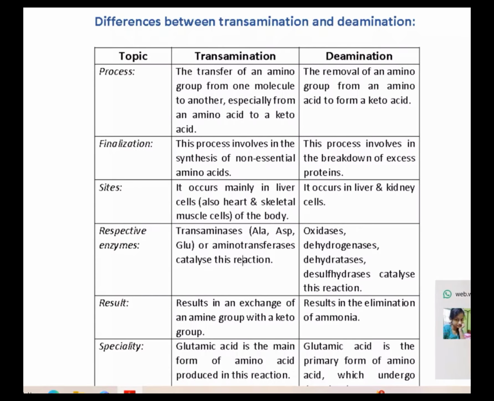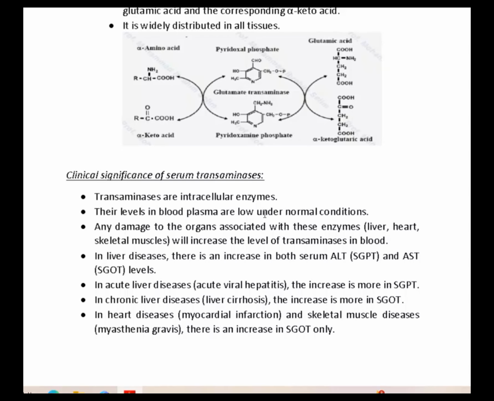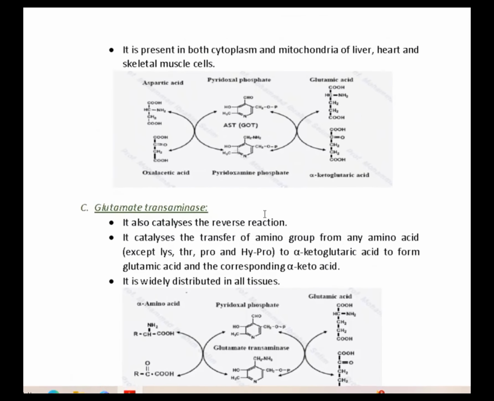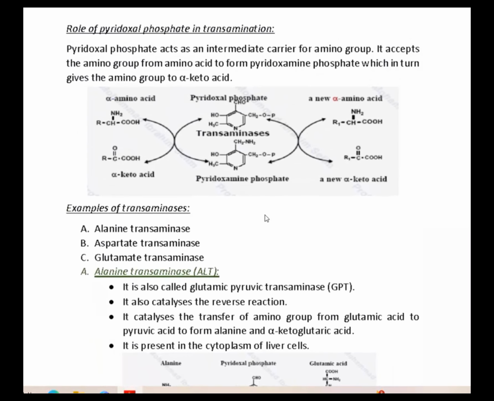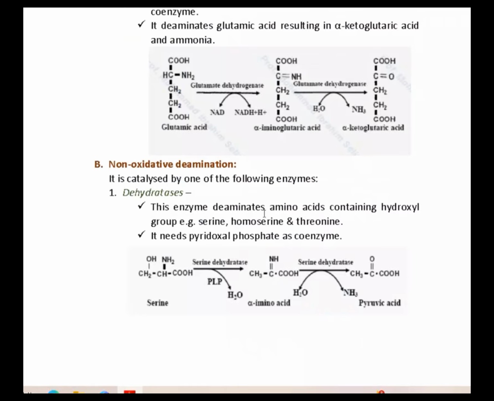So students, we have already covered in our lectures transamination and the different types of transamination and deamination processes, how they occur, what the enzymes are, and examples of transamination processes, and also the oxidative and non-oxidative pathways of deamination, which we have discussed elaborately here.